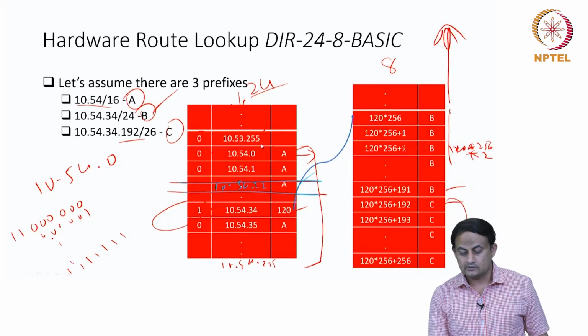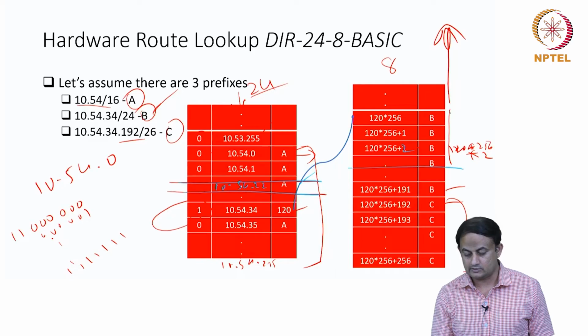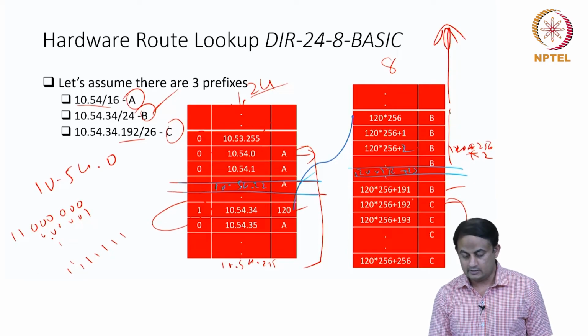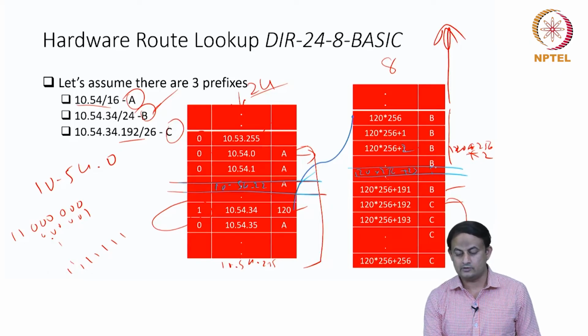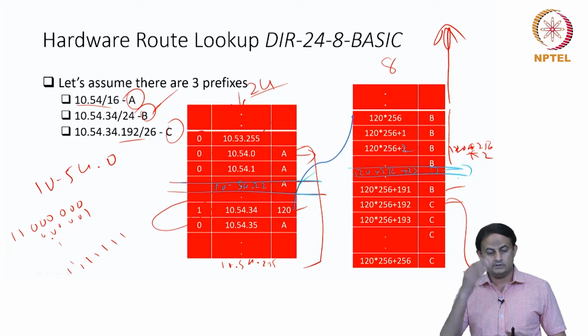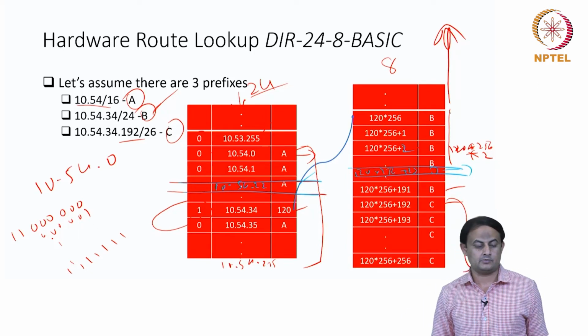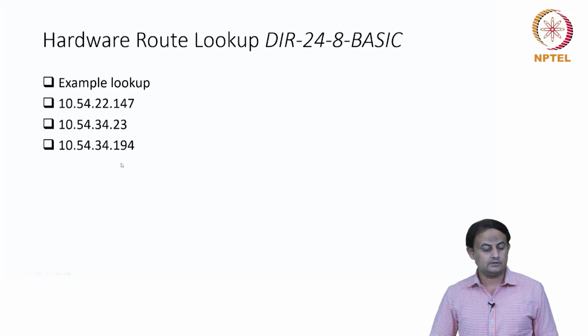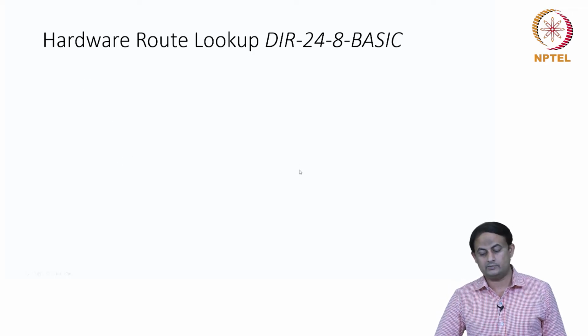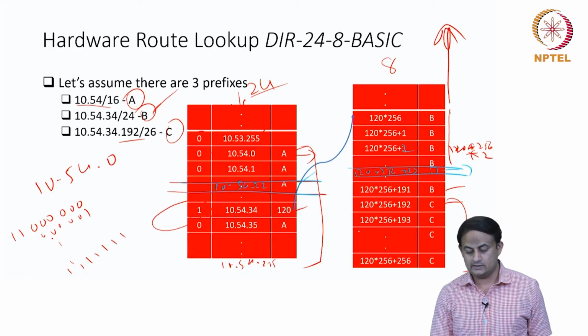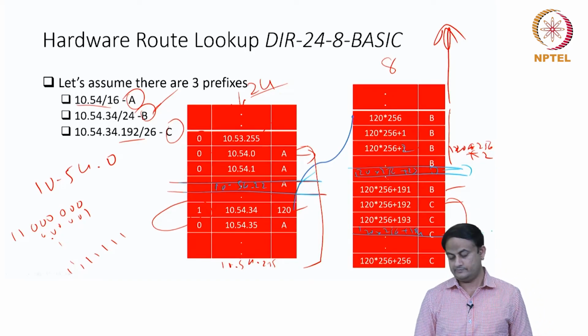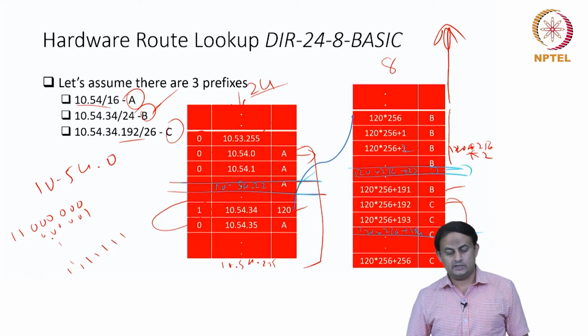So 23 is somewhere here: 1, 2, 3, 4, and somewhere here is 120 into 256 plus 23, and remaining up to 191. It is falling here, so you need to forward it to port number B using the second prefix series, which is 10.54.34. And the third one, 10.54.2.194, that is actually falling here. The next entry to this one is 120 into 256 plus 194. You need to forward it to port number C. So that's how this table lookup is done.